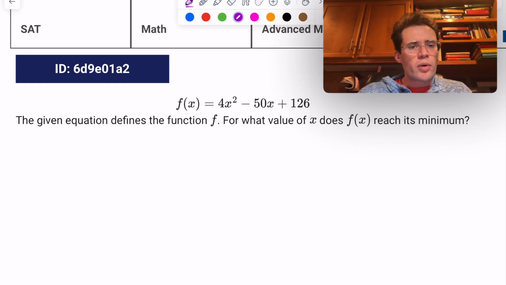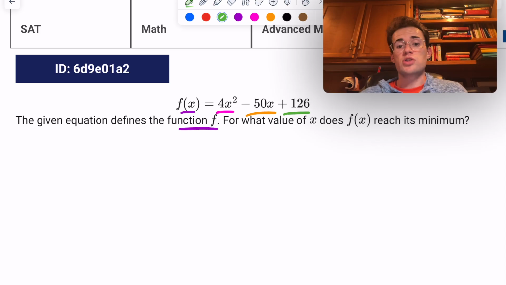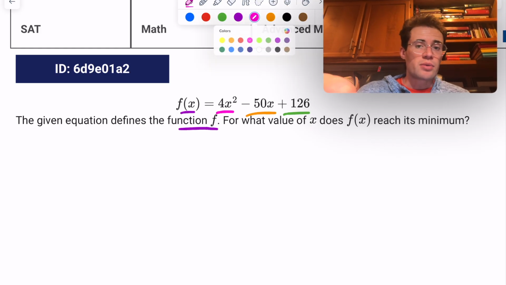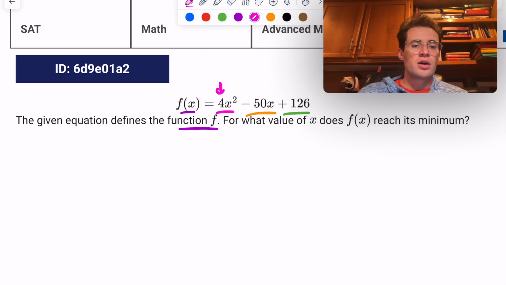So the given equation defines the function f. We have f of x equals 4x squared minus 50x plus 126. It's a quadratic function. Our a value is 4, our b value is negative 50, our c value is 126. For what value of x does f of x reach its minimum? All right, well, it's a positive quadratic. We know that because our a value is positive here. So it's going to look like a smiley face.